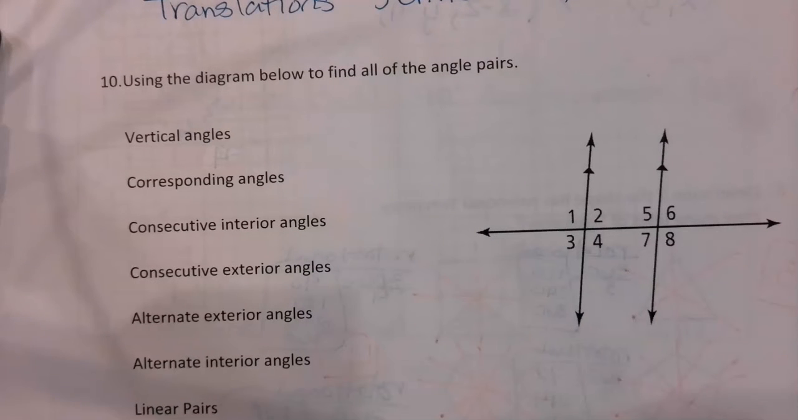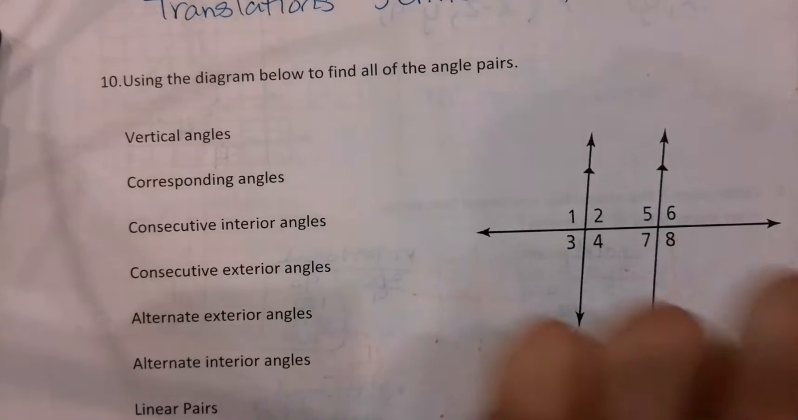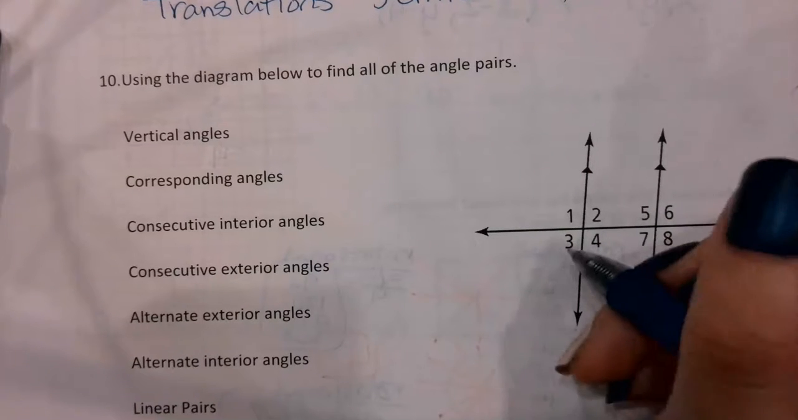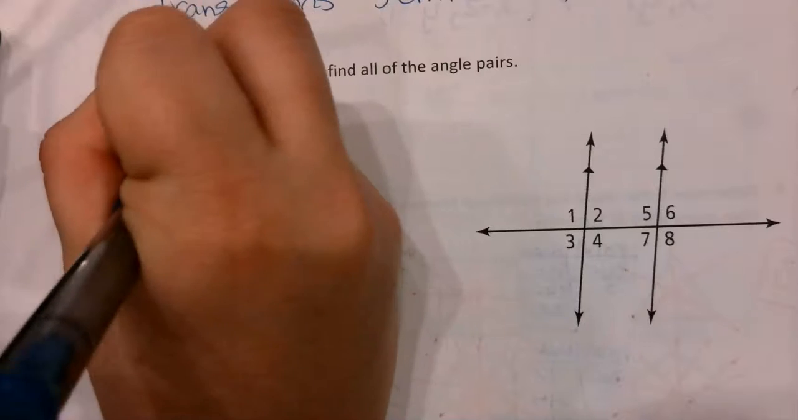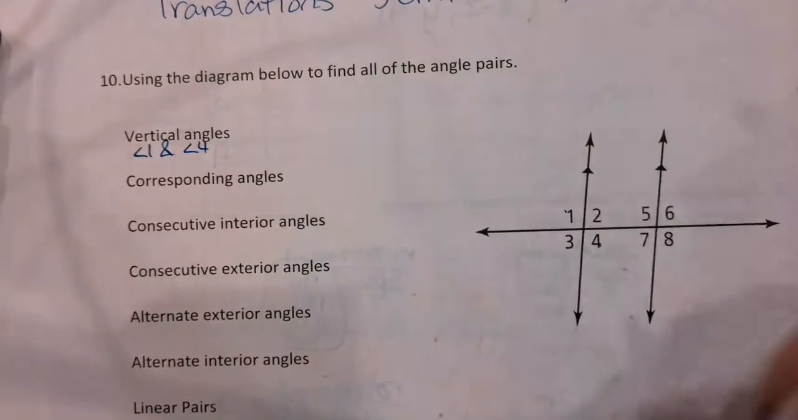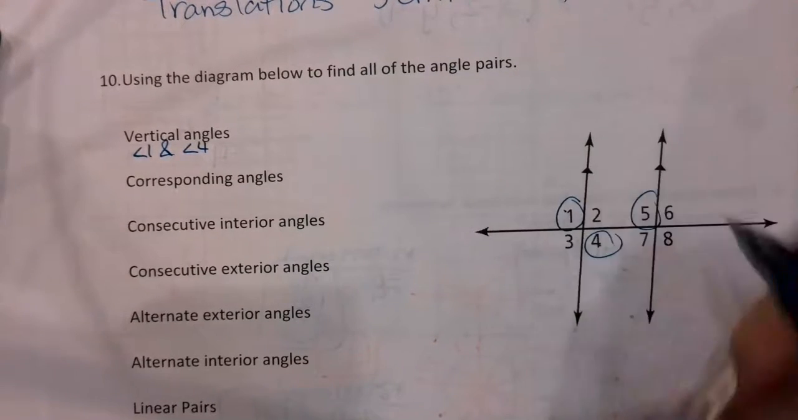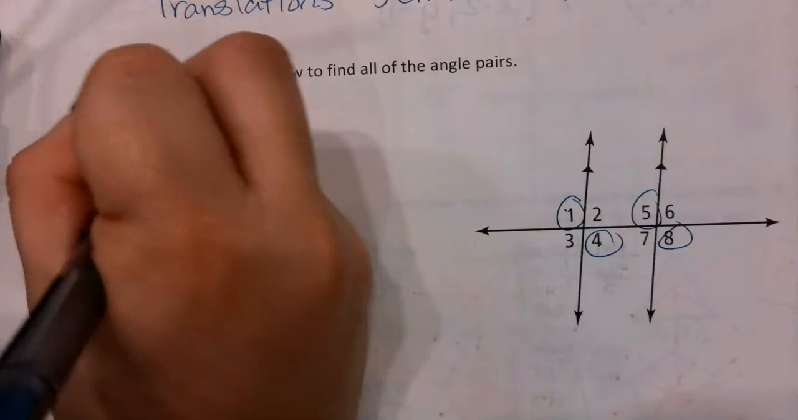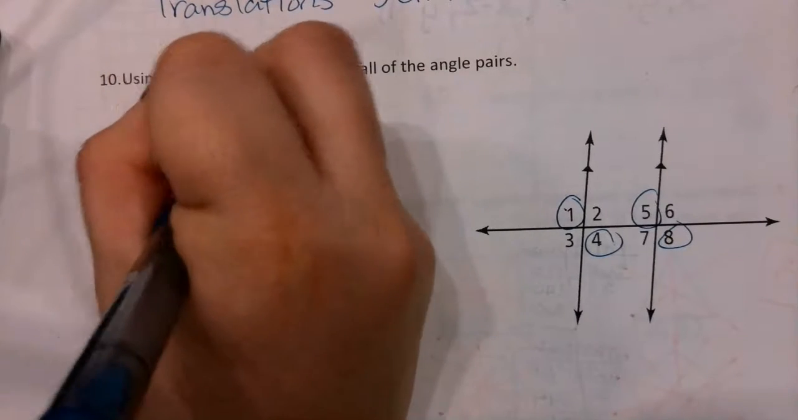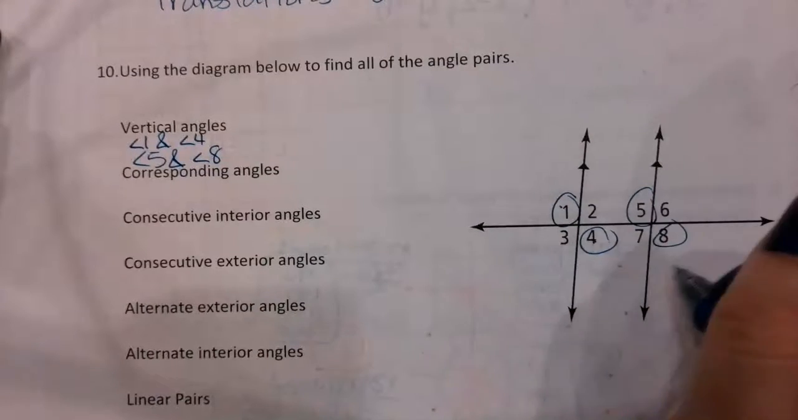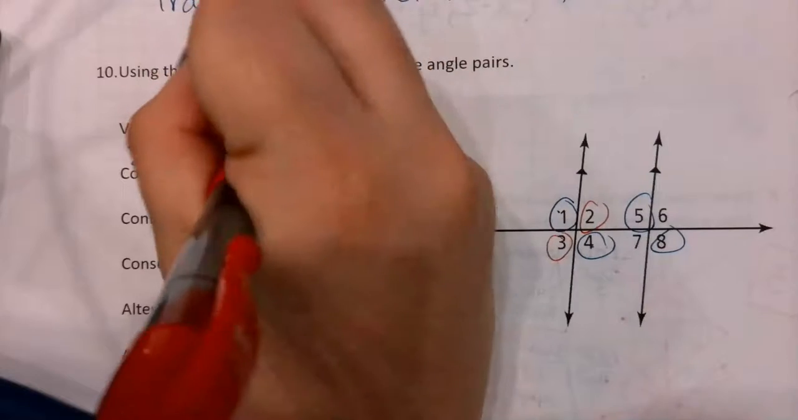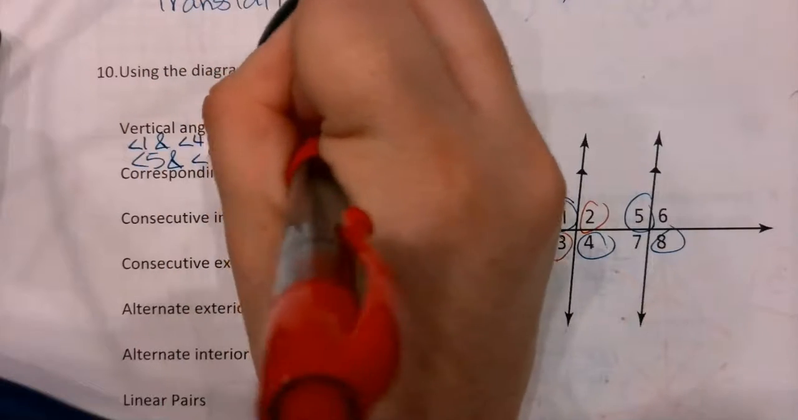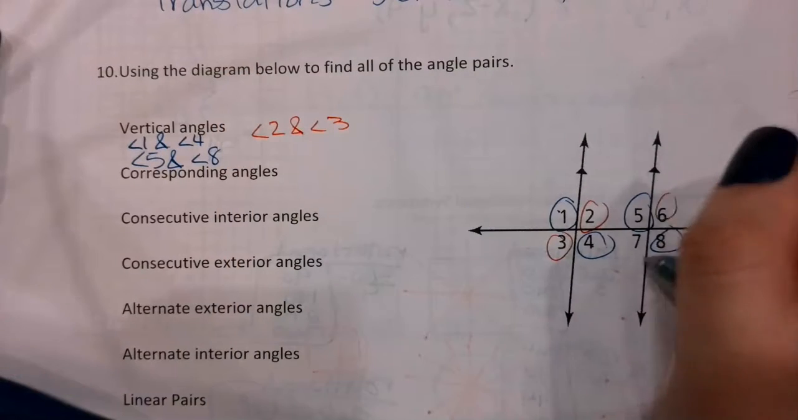This one wants me to give all of my angle pairs. Vertical angles are opposite each other. So I'm going to have angles 1 and 4. Those are opposite. Then I'm going to have angles 5 and 8. Remember, when they're opposite each other, they're congruent. I'm going to have 3 and 2, or 2 and 3, and 6 and 7.